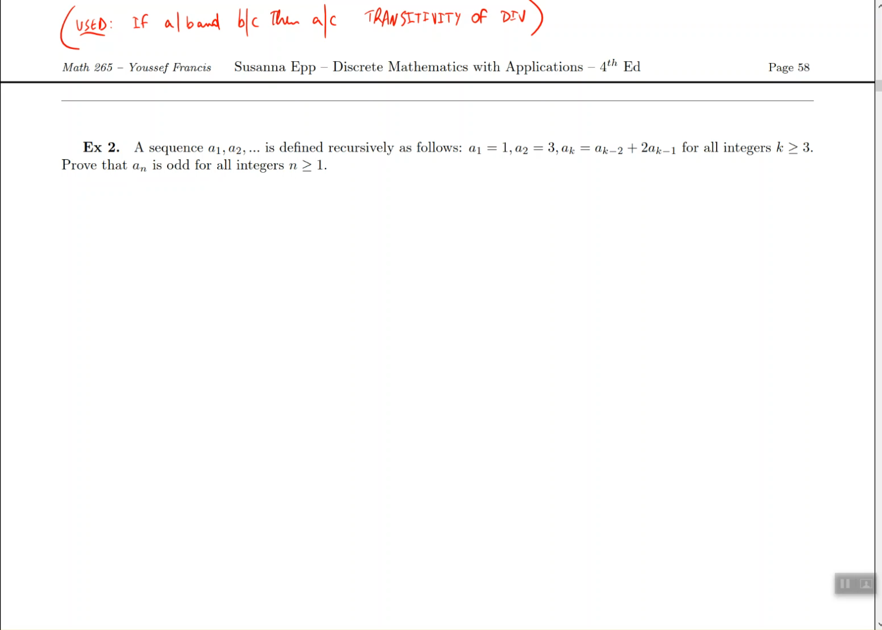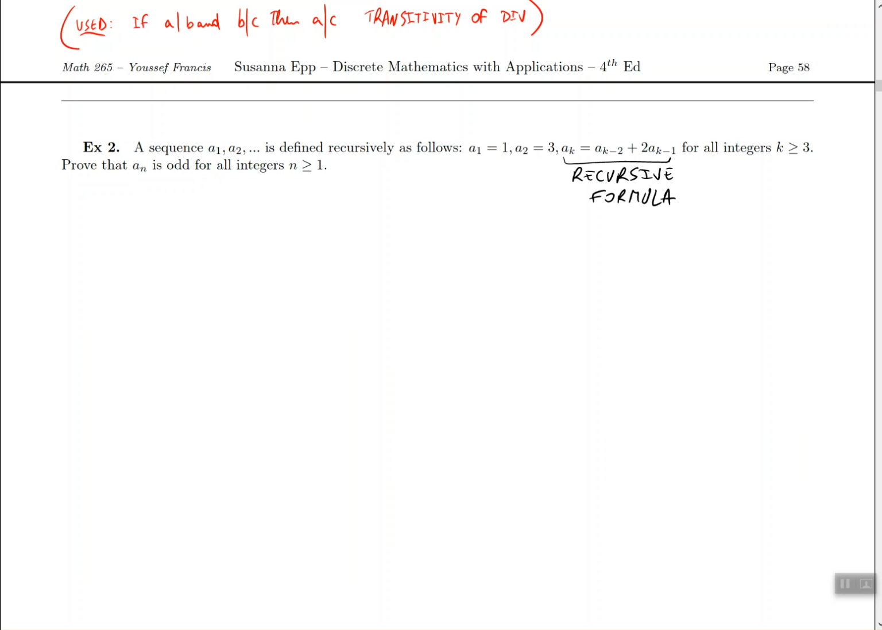Okay, example 2 in section 5.4. The sequence a1, a2, a3, and so on is defined recursively as follows. The first term a1 is 1, the second term a2 is 3, and for the future terms, they are defined recursively using what we call the recursive formula. So this is what we call in this section a recursive formula. Okay, great.